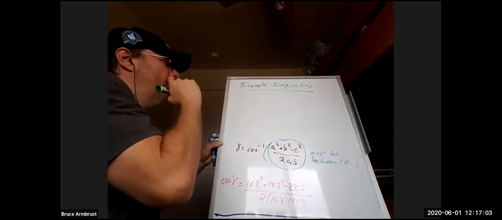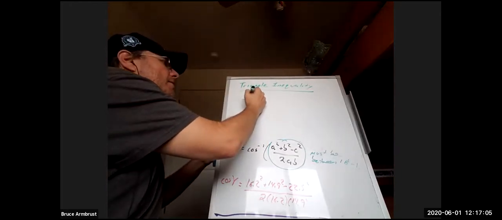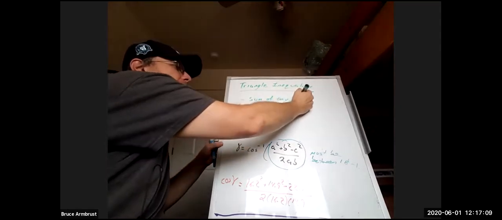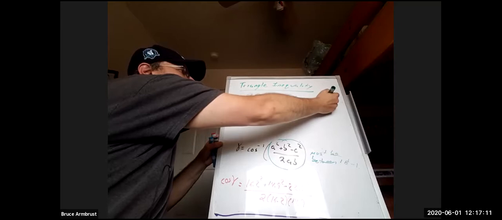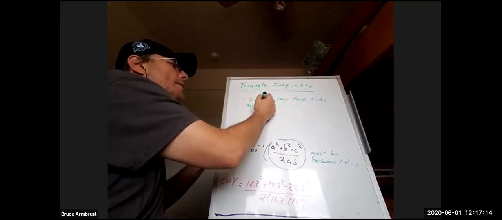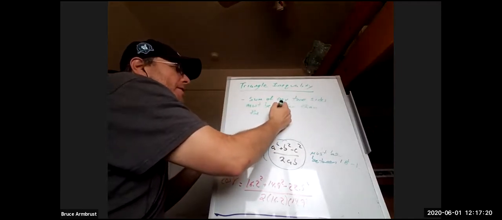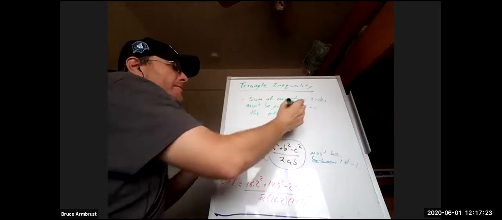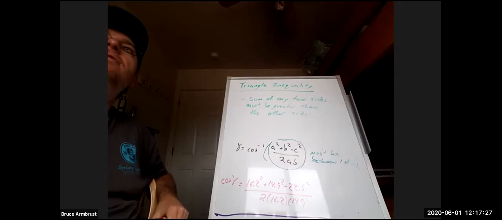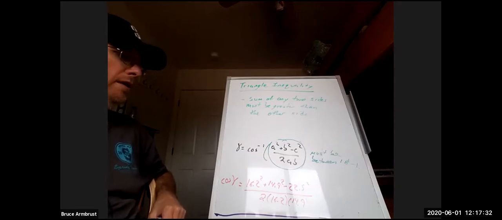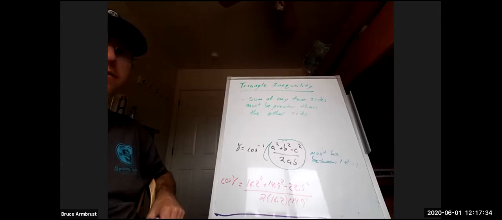But the triangle inequality, basically what it says is that the sum of any two sides must be greater than the third side, or the other side. So in a triangle, you take two sides and add the lengths. It's always got to be more than the other side.